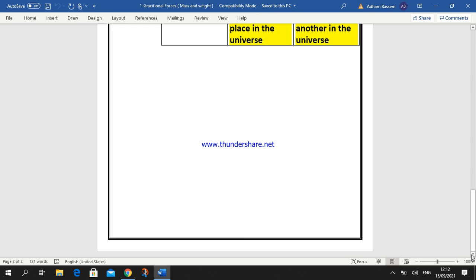We can calculate the weight on the moon by a mathematical relation, okay? Weight on moon equals weight on Earth divided by 6, because weight on the moon is less than the weight on Earth by 6 times, okay? Less than the weight on Earth by 6 times, okay?